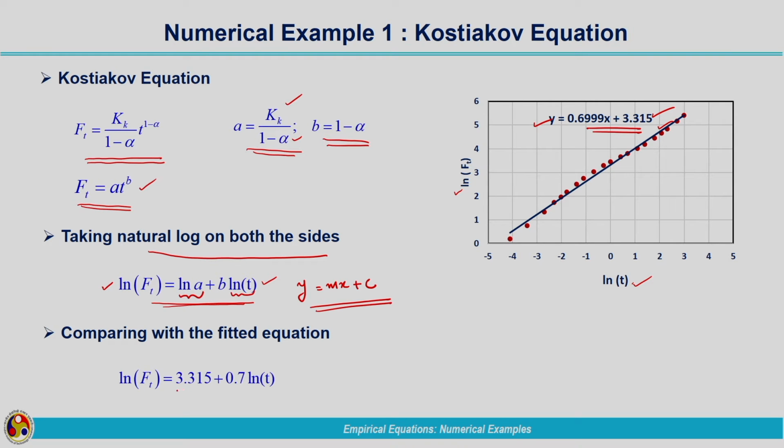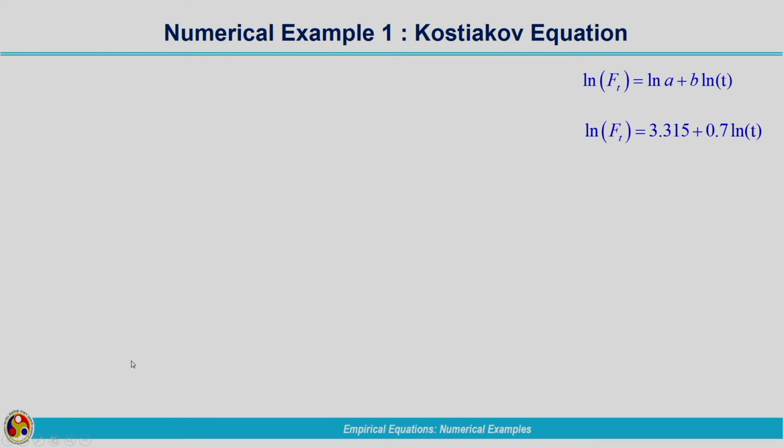ln f of t is equal to 3.315 plus 0.7 ln t, that is, 0.699 is rounded off to 0.7. So, now we can compare these two equations to get the parameters. Here we have ln f of t in terms of ln A and b ln t. We got the fitted line equation ln f of t is equal to 3.315 plus 0.7 ln t.